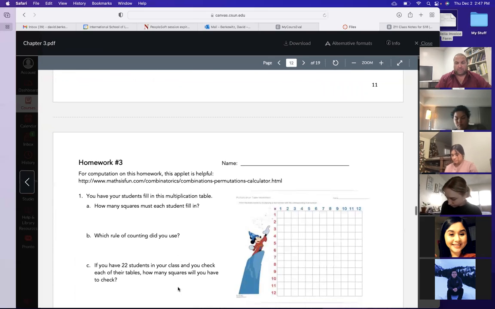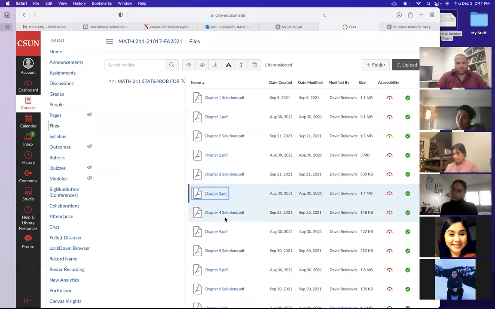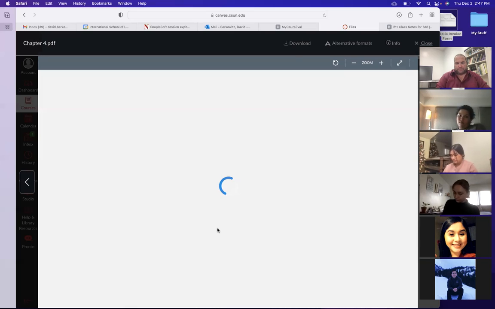And that's homework number 3. That's it. So chapter 3 was really, really quick. We had 3 things: the fundamental principle of counting, the idea of permutations, the idea of combinations. Questions on chapter 3? Okay, no questions on chapter 3. Let's move on to chapter 4.